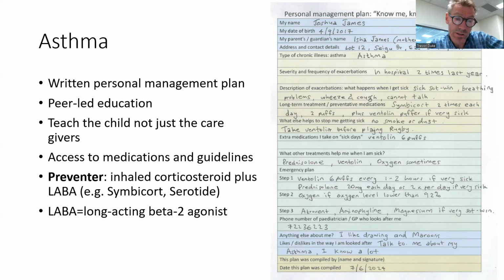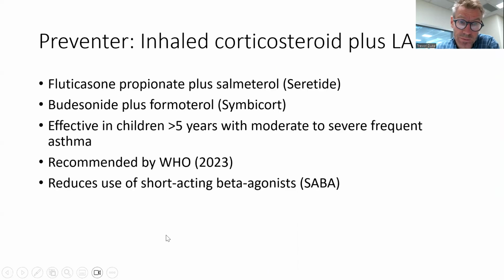And the World Health Organization has recently endorsed the use of inhaled corticosteroids plus long-acting beta agonists, including a medication called Symbicort or Seretide, and they're long-acting beta-2 agonists. So a little bit different to salbutamol, they last a bit longer. And so children don't have to take them very regularly. They may take them just a couple of puffs twice a day. Remember, this is only if they have moderate or severe asthma.